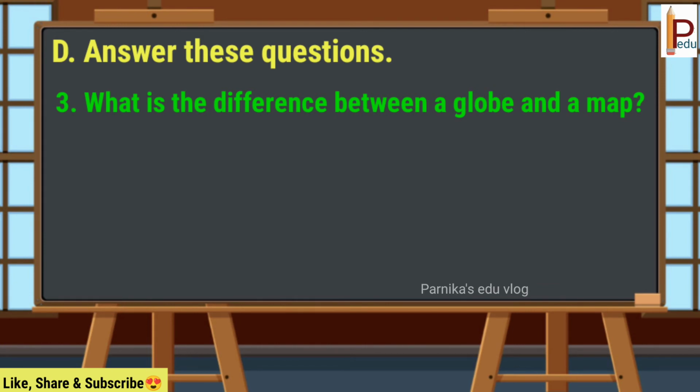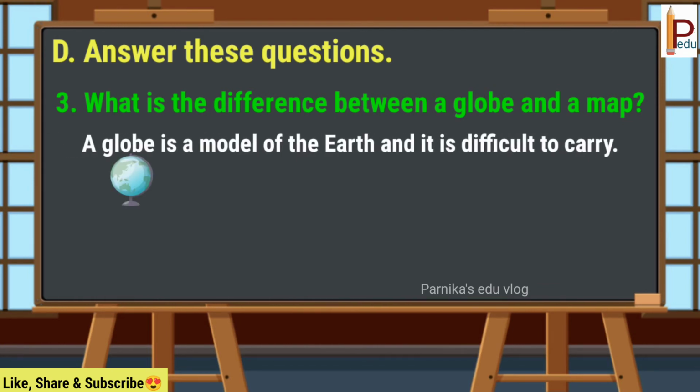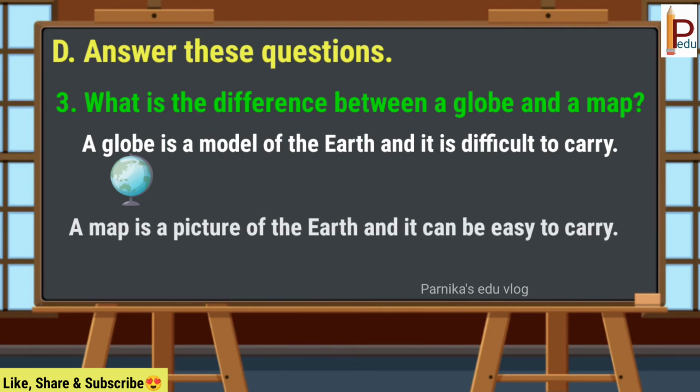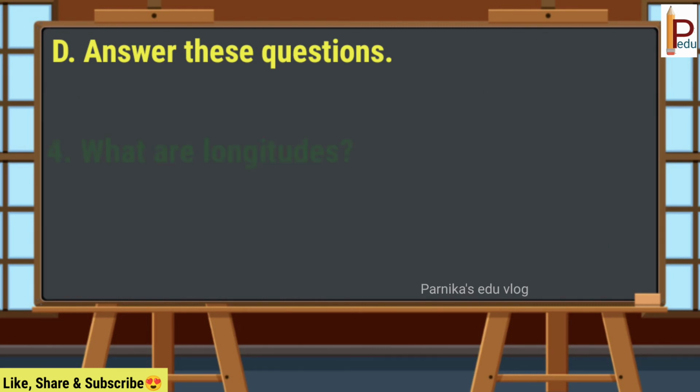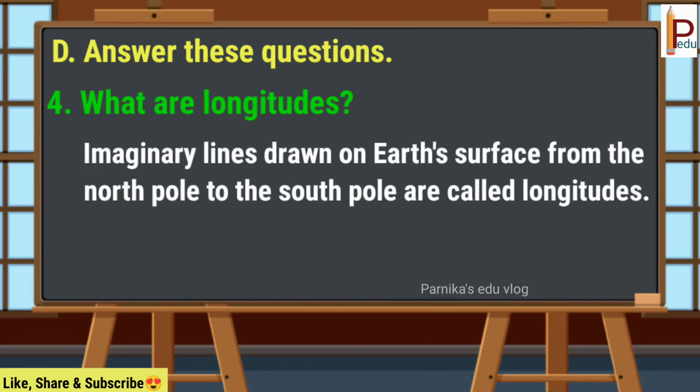What is the difference between a globe and a map? Answer, a globe is a model of the earth and it is difficult to carry, whereas a map is a picture of the earth and it can be easy to carry. Fourth, what are longitudes? Answer, imaginary lines drawn on Earth's surface from North Pole to South Pole are called longitudes.